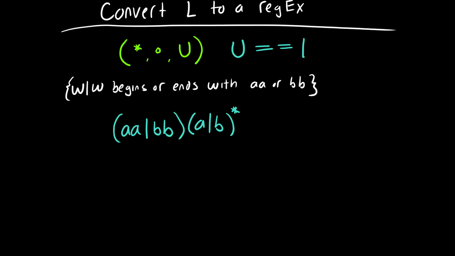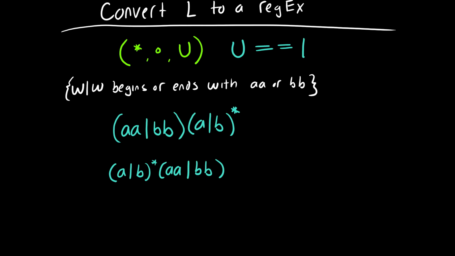Okay, and our next part is the ends with AA or BB. So let's just take the regex we have right now and reverse it, because this one starts with AA or BB and then anything after that, but the next one ends with AA or BB with anything before that. So we can just do the exact same thing: A union B, Kleene star, and then remember it has to end with an AA or a BB. Okay, right there we have both parts that need to be part of our language.